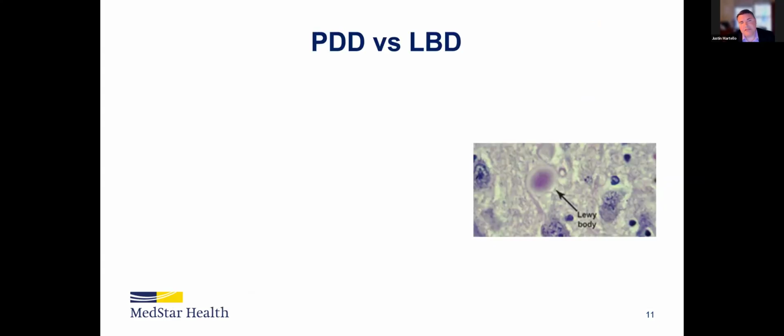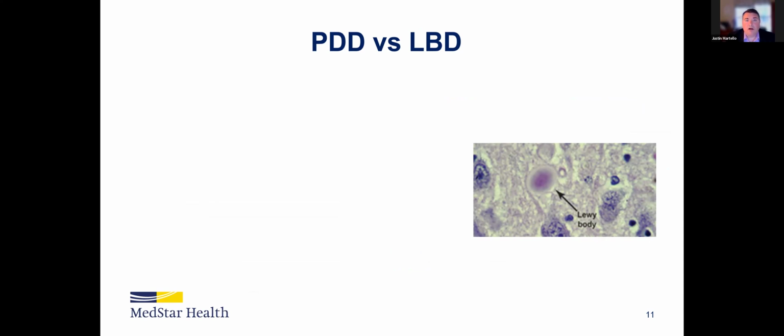Now, talking about the differences between PDD, Parkinson's disease with dementia, versus Lewy body dementia. And again, this is one of those things that people throw around all the time, not just patients with Parkinson's, not just caregivers, but also general neurologists and primary doctors too. Okay, we want to be very clear about this, right?